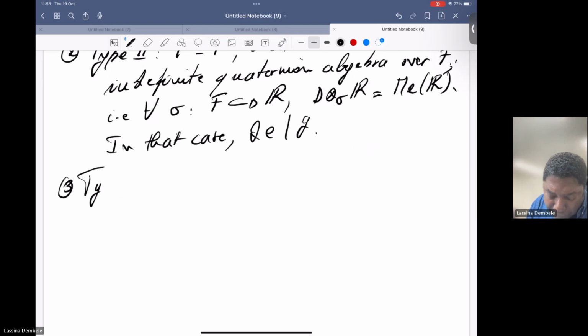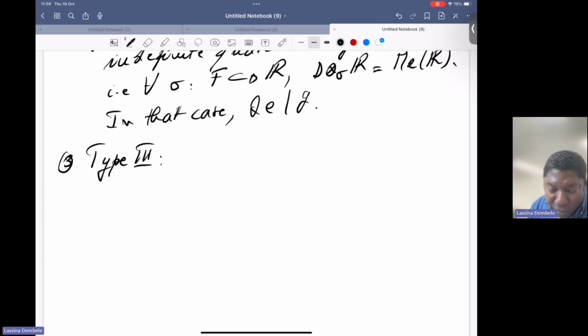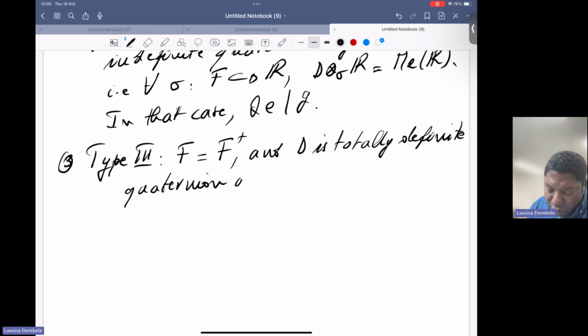Type 3. So in type 3, F is equal to F dagger, and D is a totally definite quaternion algebra. So that's essentially the opposite of what we saw in type 2.